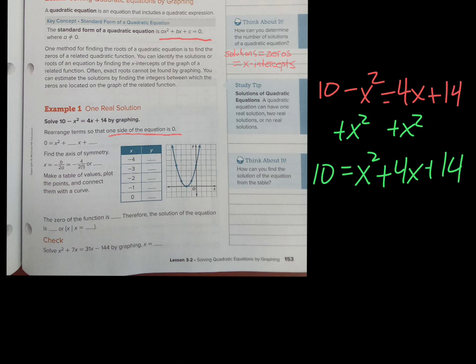I want everything to the right. So let's not subtract 14, let's do 10 instead. Make sure you guys are combining like terms. So now I have 0 equals x squared plus 4x plus 4. No matter what, you're going to do that first step for however long we're in this chapter. That's what you have to do. That's going to be your first step.